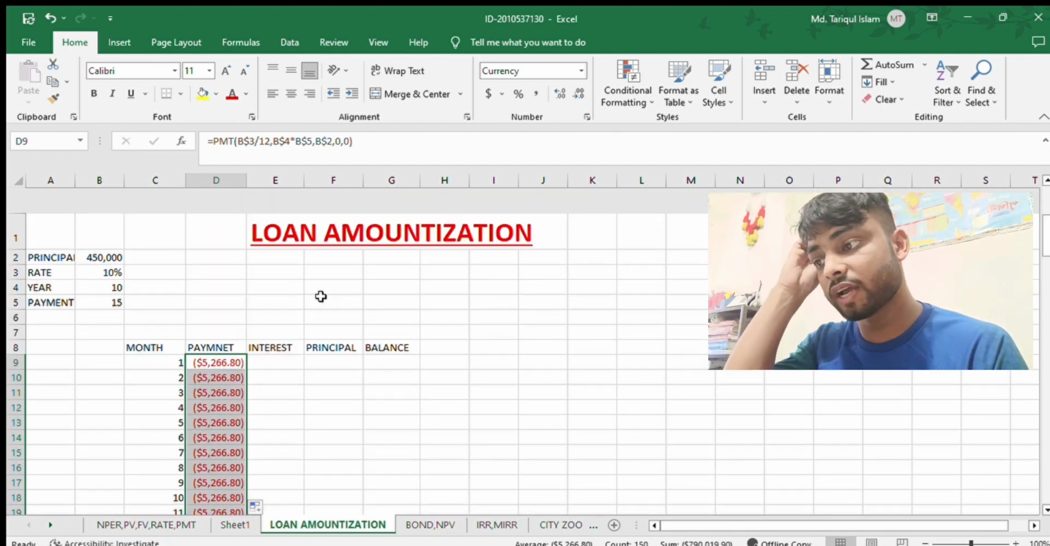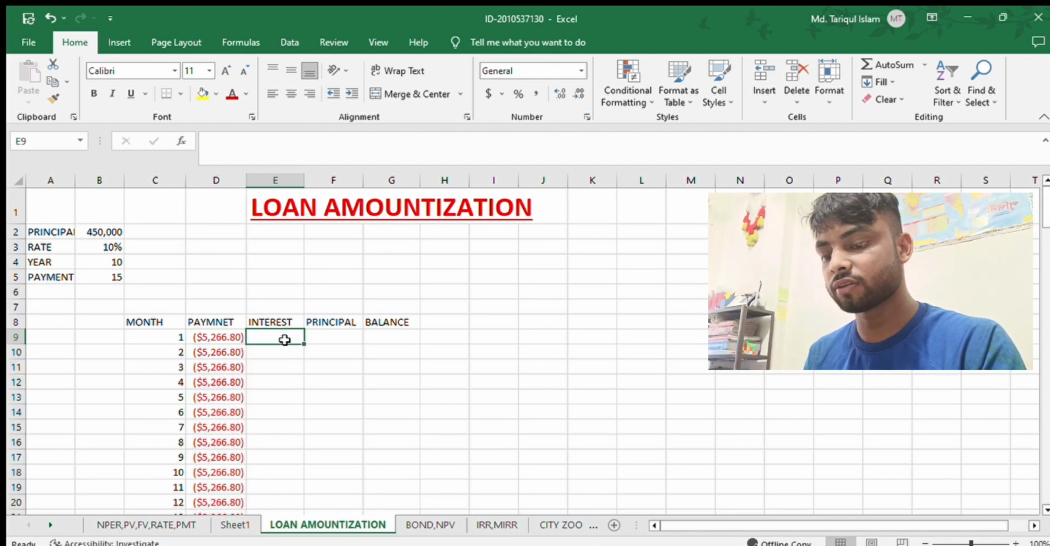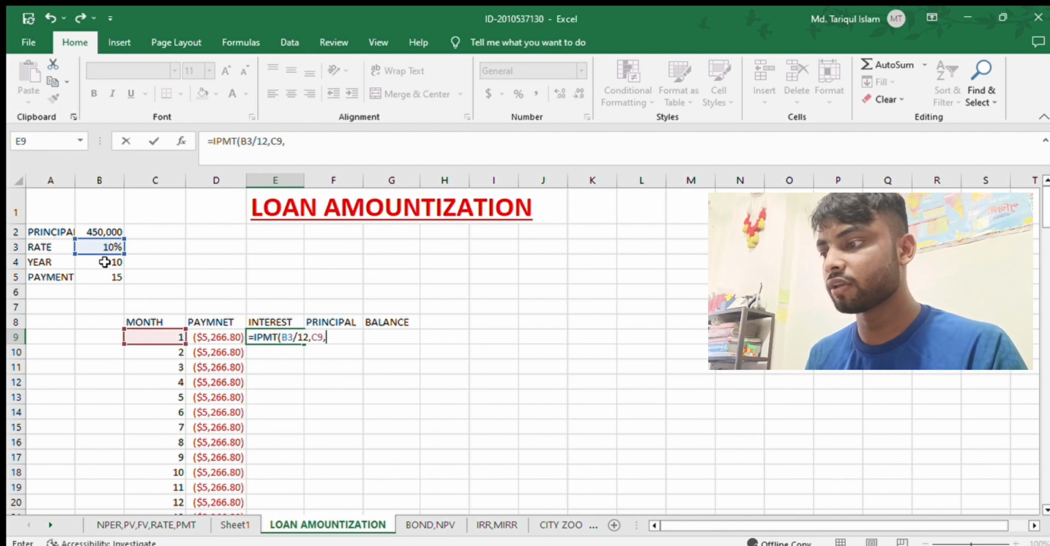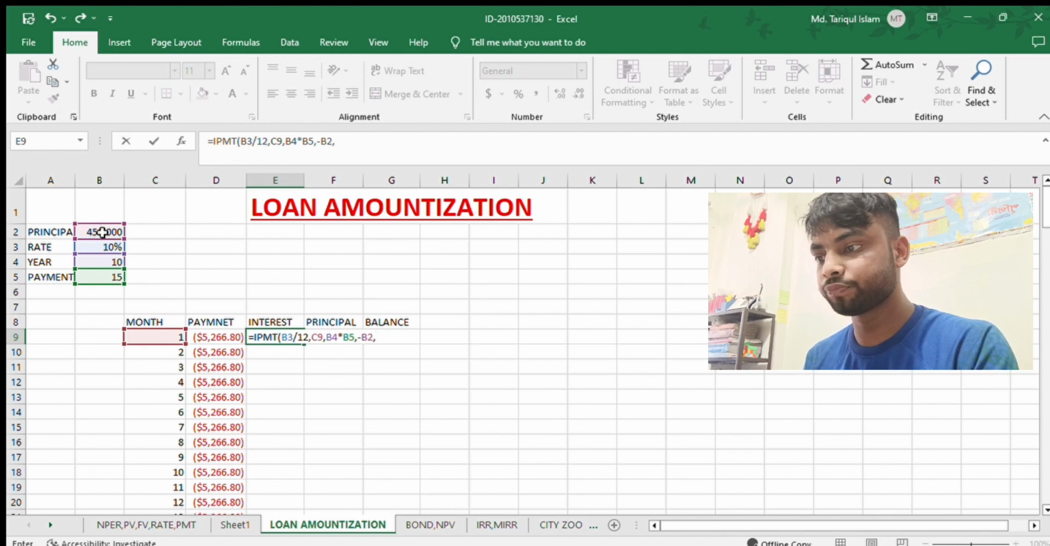Then I calculate interest. I insert the formula IPMT, then start the bracket. Here rate is 10%, which is divided by 12. Then per means month, then number of periods 10, which is multiplied by 15. Then present value, here I insert minus, then present value because I want a positive answer. Then future value 0, then type 0 because it is the end of the period. Close the bracket and enter. Here I got our first month interest.